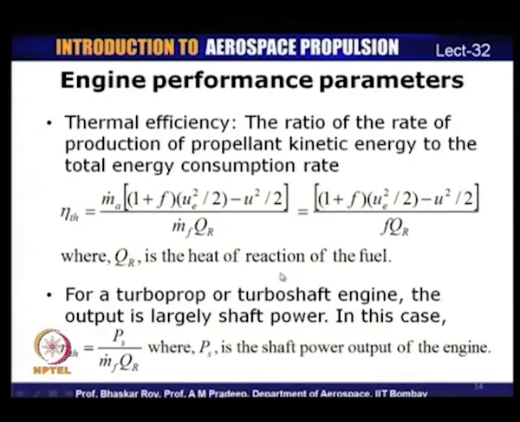Now, this is primarily for turbojet and ramjets. If you look at engines which generate a large fraction of shaft power, wherein the output is primarily shaft power, like in turboprops or turboshaft engines, then the thermal efficiency can be modified as the ratio of the shaft power to the rate of energy consumption. That is shaft power, P_s, divided by m dot F into Q_R.